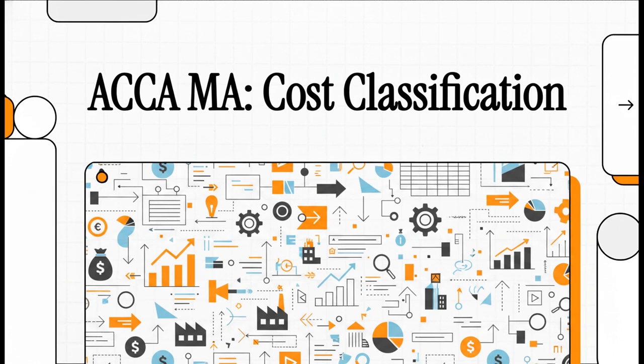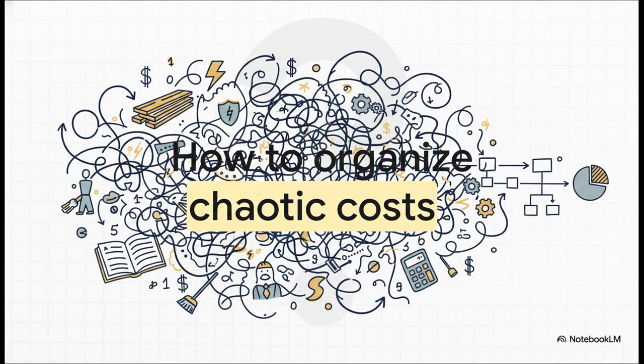Let's get into it. So imagine you open up a company's general ledger for the very first time. What do you actually see? Well, you're hit with this chaotic, endless list of expenses, right? Wood, electricity bills, insurance, wages for the guy sweeping the floor, the CEO's salary, machinery depreciation. It is just a massive, tangled web of numbers.